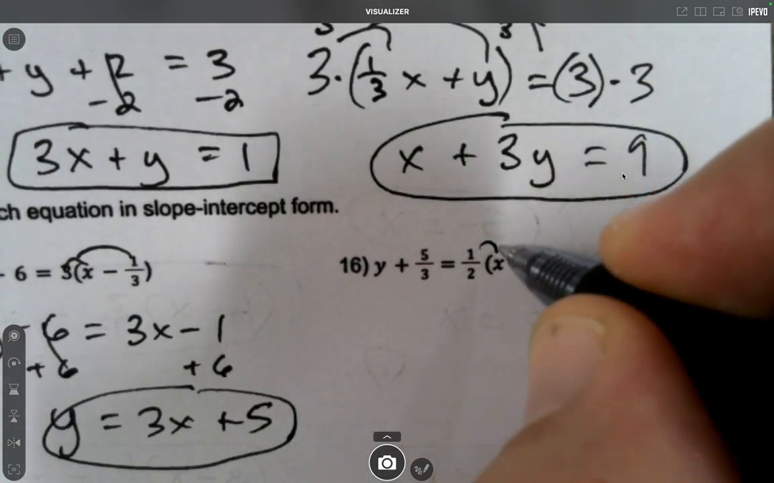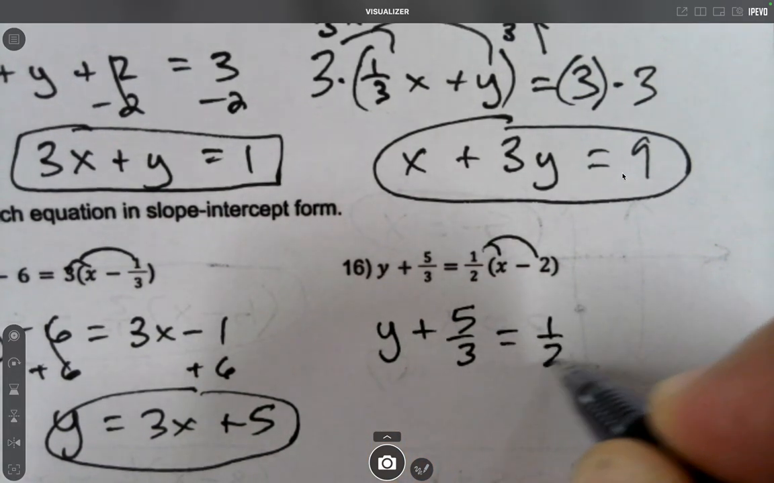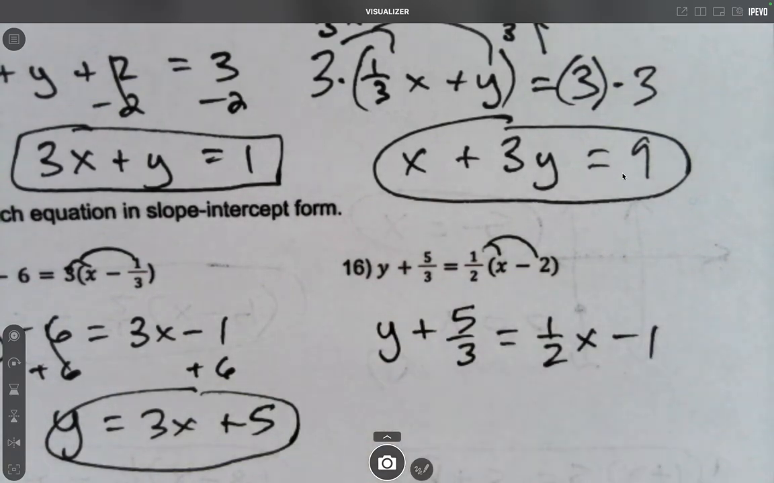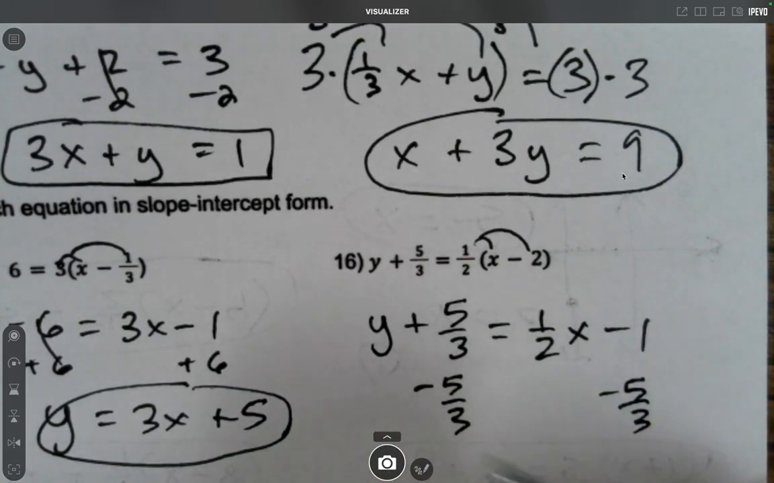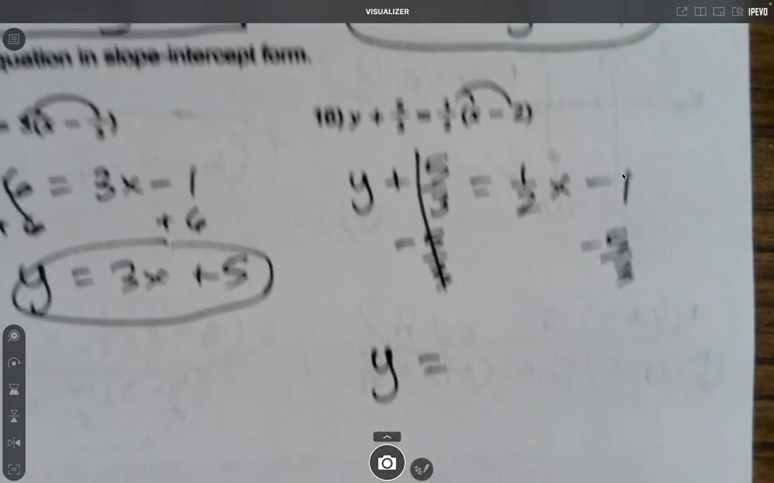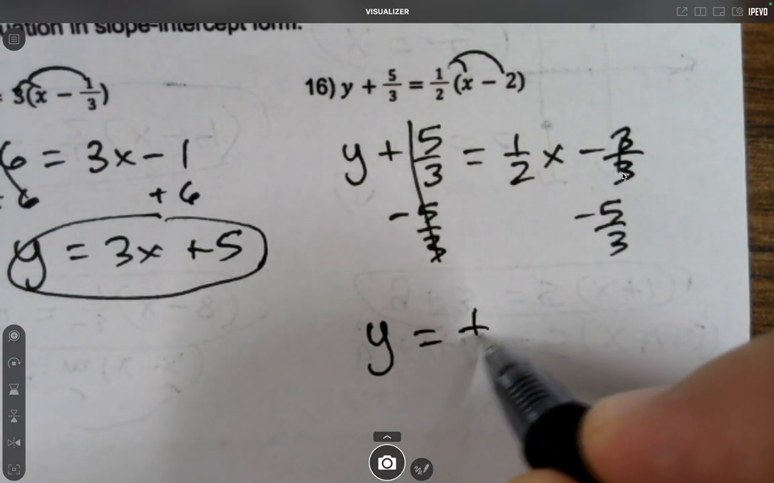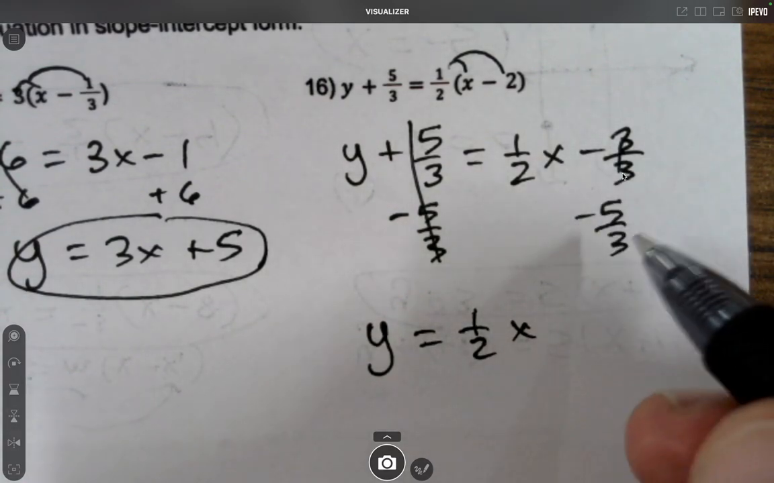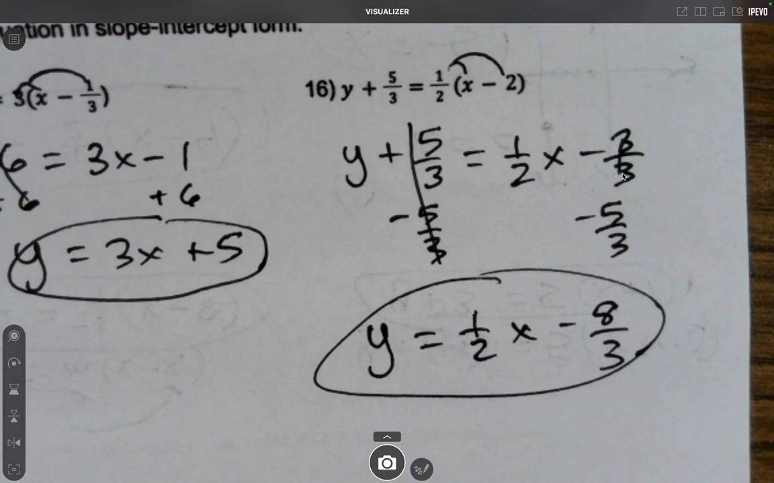Same process. We will distribute on the right side. 1/2 times 2 is 1. Then we will subtract 5/3 from both sides. If it helps you, just remember that 1 is the same thing as 3 over 3. So negative 3 minus 5 is negative 8 over 3. Now you could also write that as negative 2 2/3, or I think it'd be 2.6 repeating if you use the decimal.